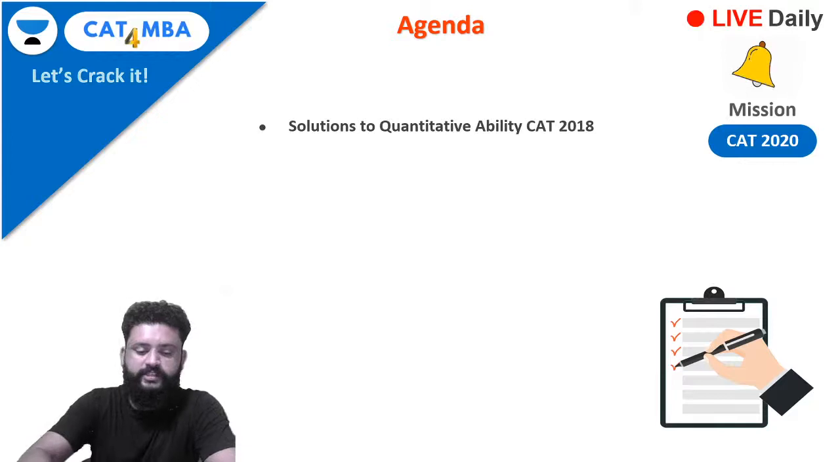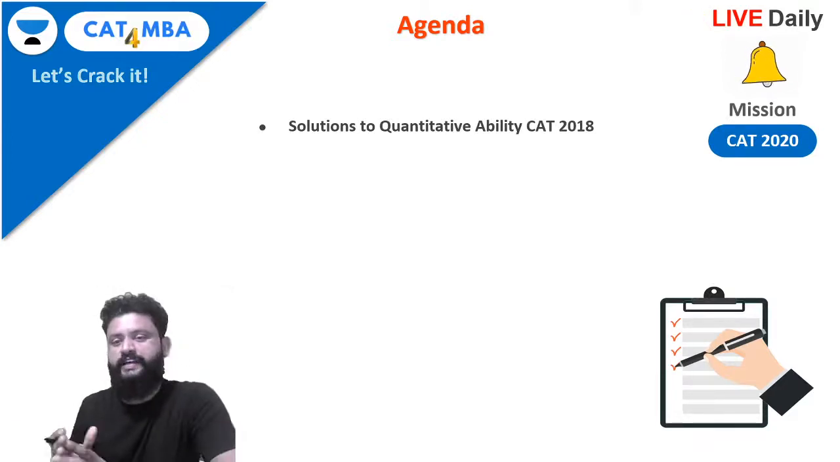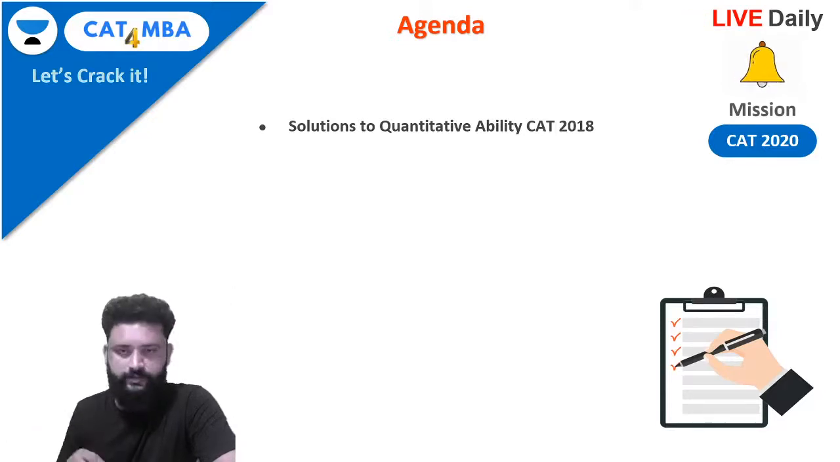So the agenda for today's session: we are going to cover the remaining questions of quantitative ability CAT 2018 slot 1. In the first part I covered 17 questions, half of the questions. The remaining half we are going to do today.